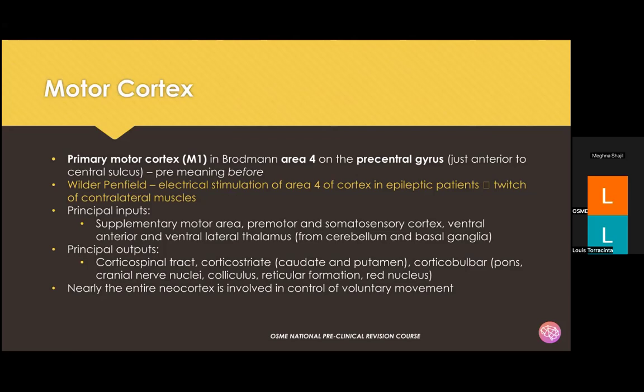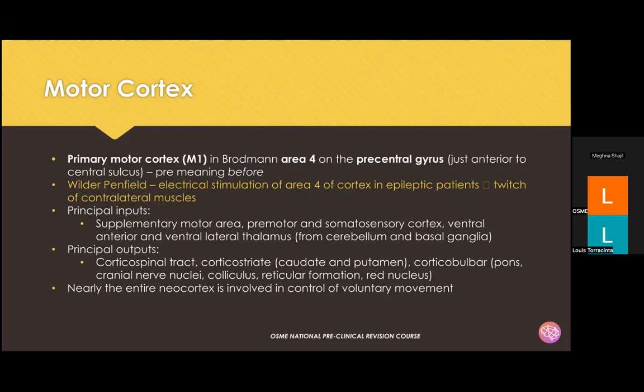Wilder Penfield was a Canadian neurologist and neurosurgeon who basically figured out that if you stimulate different parts of the cortex with electrical stimulation, you get different twitches in different parts of the muscles. So he was the first person to describe the homunculus of the motor cortex. The principal inputs, well, there are lots of inputs: supplementary motor area, premotor and somatosensory cortex, ventral anterior and ventral lateral thalamus. So all those integrating centers of the brain, because you have to plan that you're going to make a movement before you actually make the movement.